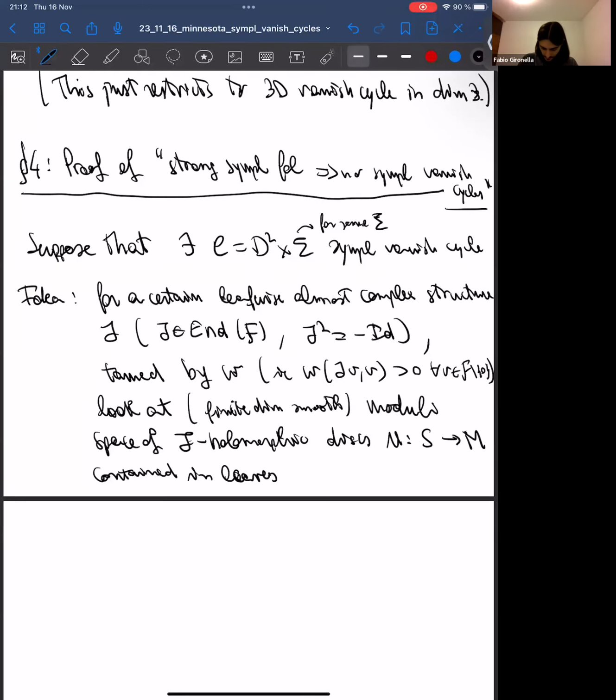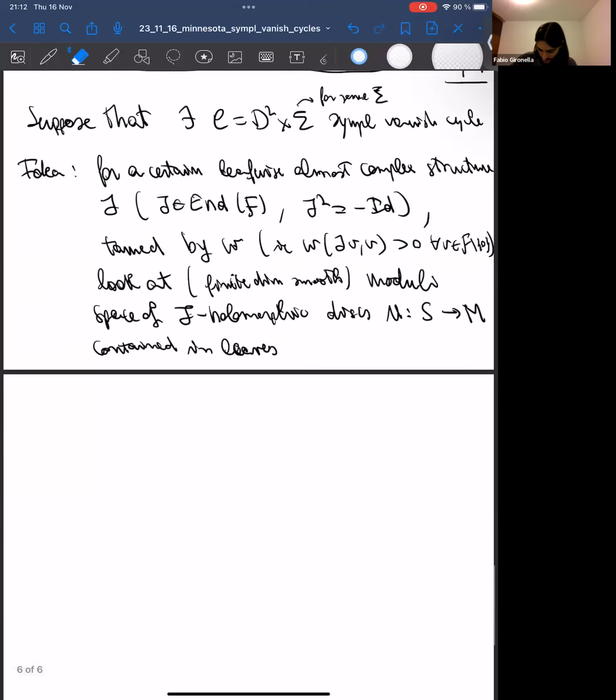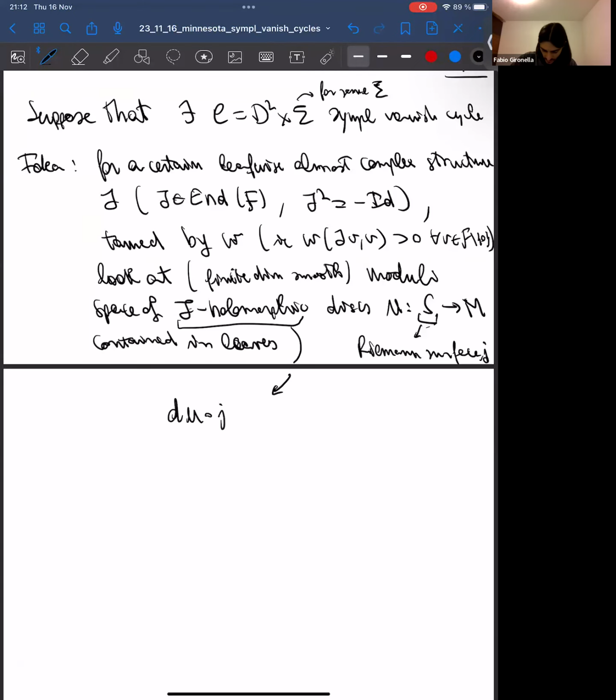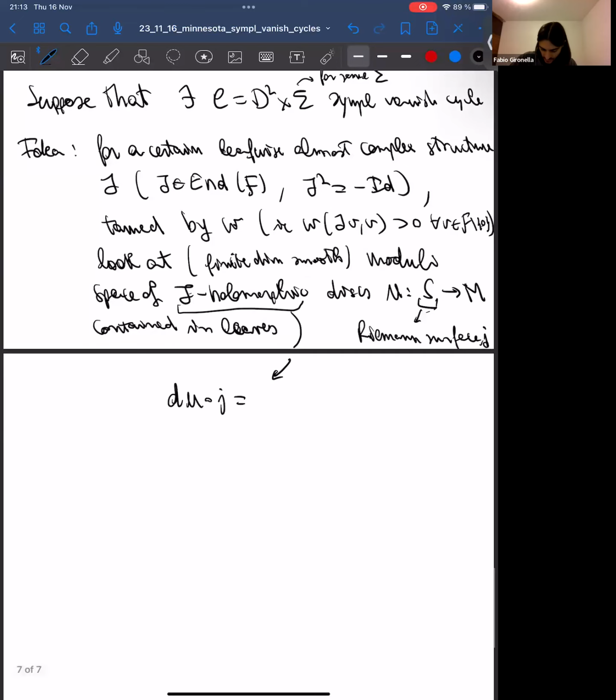So what does J-holomorphic mean? Sorry, what is S? S is a Riemann surface. It comes with a complex structure little j. And J-holomorphic means that du commutes with the j in the source and the J in the target.